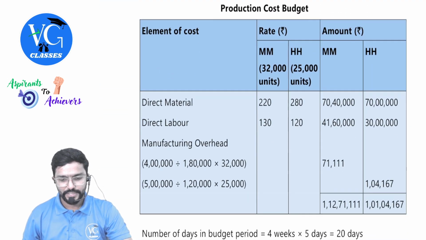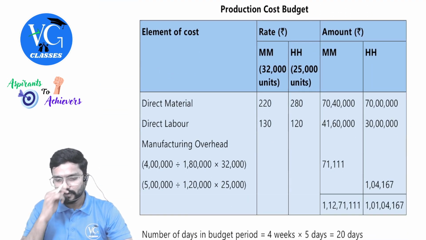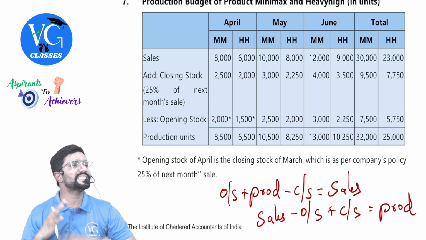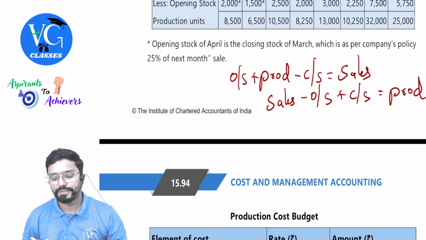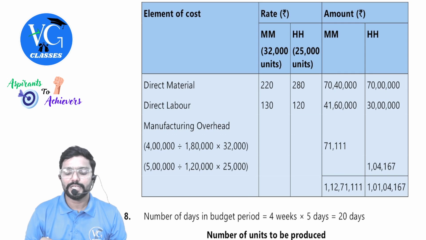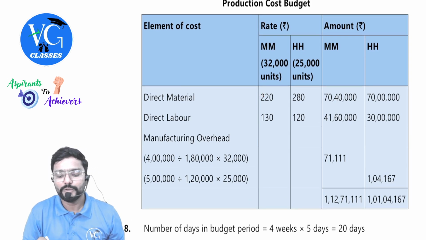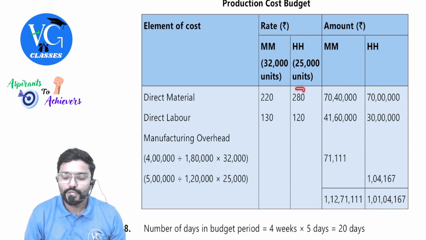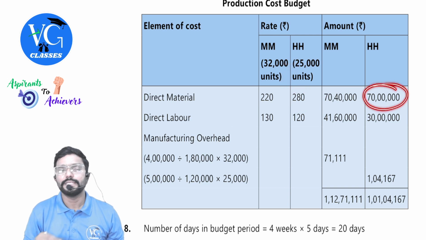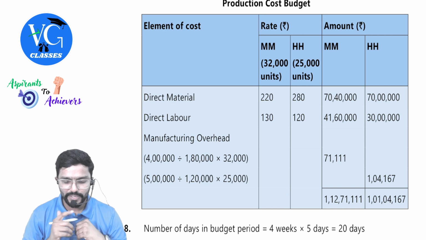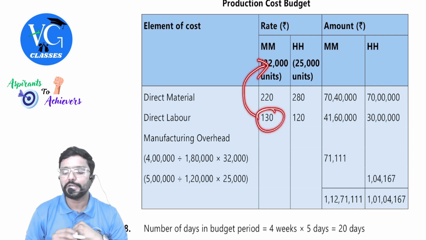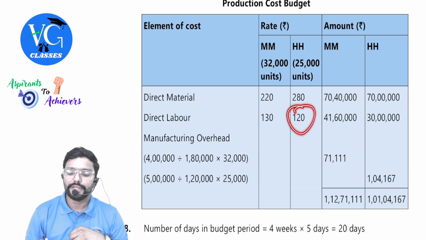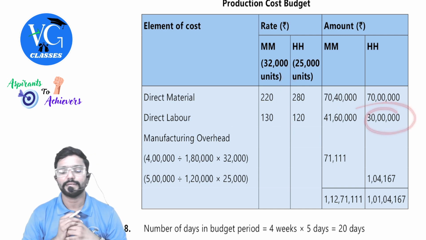Next, production cost budget, guys. How many units are we producing, sir? Totally 32,000 units and 25,000 units in a quarter. What is the cost for each unit? 220 for MM, so 220 into 32,000, 70 lakh 40,000. For HH, 280 into 25,000, it would be 70 lakh. Then labor cost, 130 into 32,000, 41 lakh 60,000. Then 120 into 25,000, it is 30 lakh.